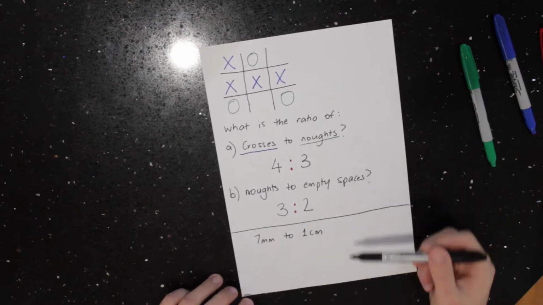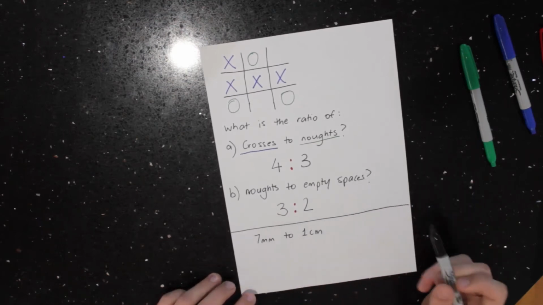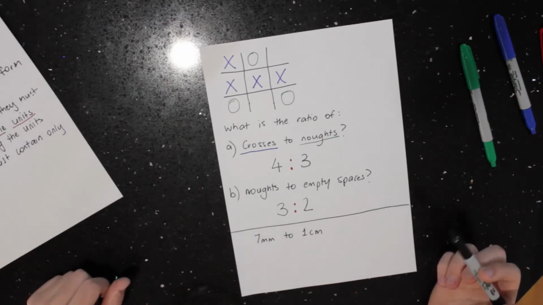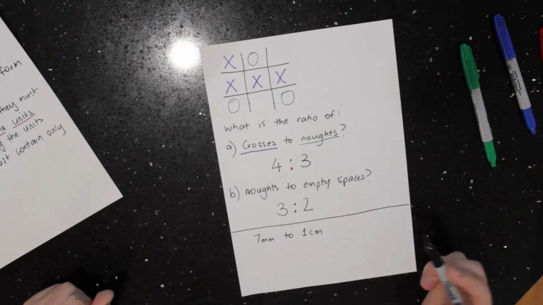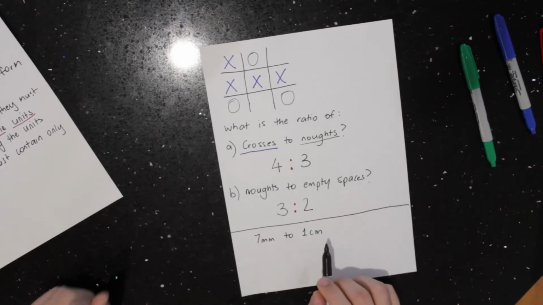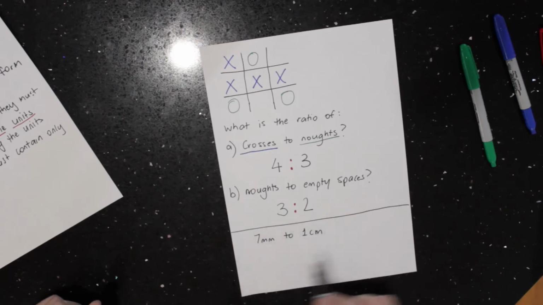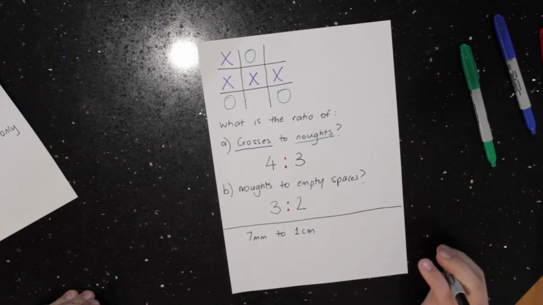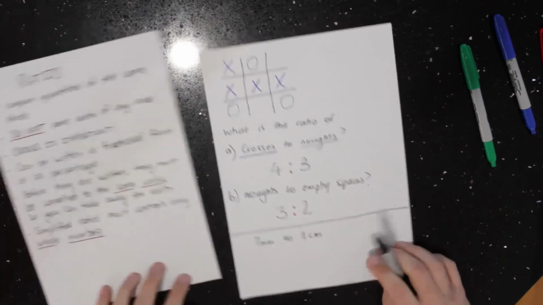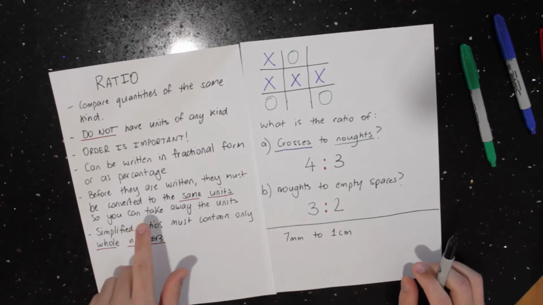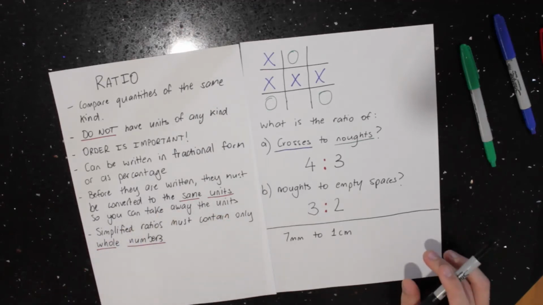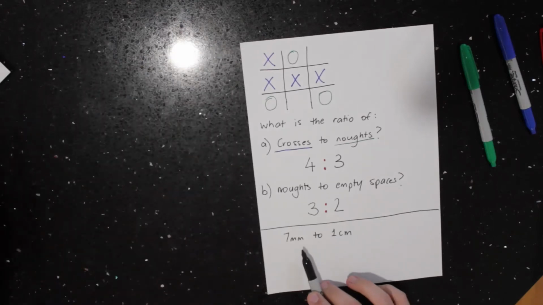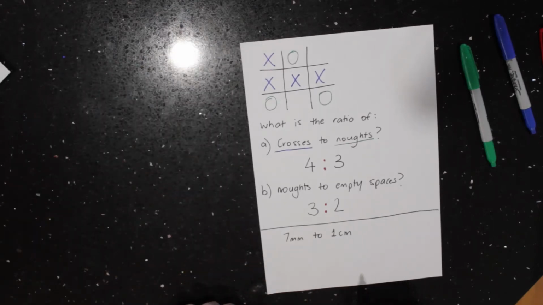Now let's apply this to a question like this. Say the question was, rewrite the following statement as a ratio: 7 millimeters to 1 centimeter. So we want to rewrite this as a ratio. One of our rules says that before ratios can be written, they must be in the same units. Now we have 2 different units here: 7 millimeters and 1 centimeter.